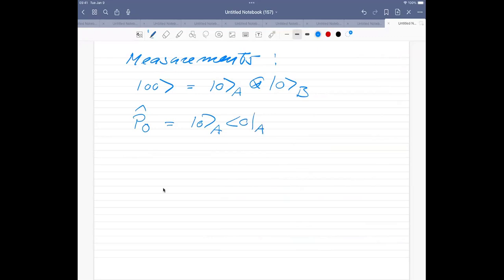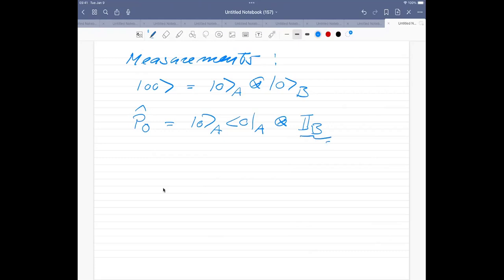But then I'm leaving B unaffected. So that means that I need to perform a tensor product with the identity matrix for system B. So system B is left unchanged. So I'm just going to make a measurement on one of the bits.